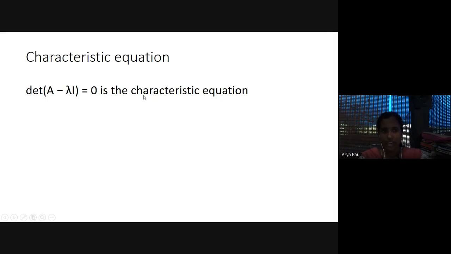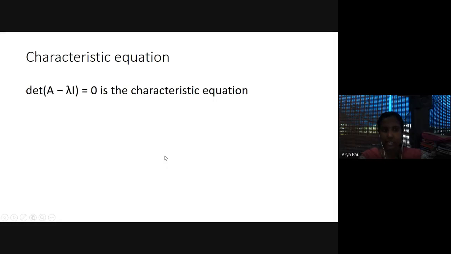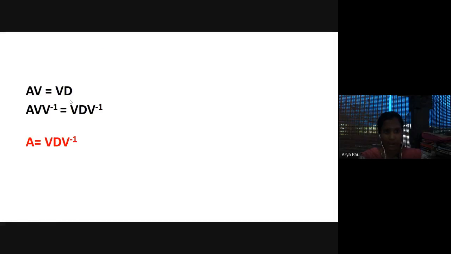So already you have studied determinant of A minus lambda I equal to 0. From AV equal to lambda V only, you are getting determinant of A minus lambda I equal to 0. This is the characteristic polynomial or characteristic equation. Please be aware that the roots of this characteristic equation are the actual eigenvalues. Okay, let me show you with an example.